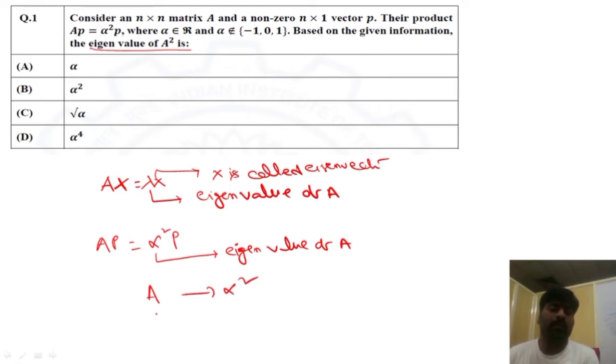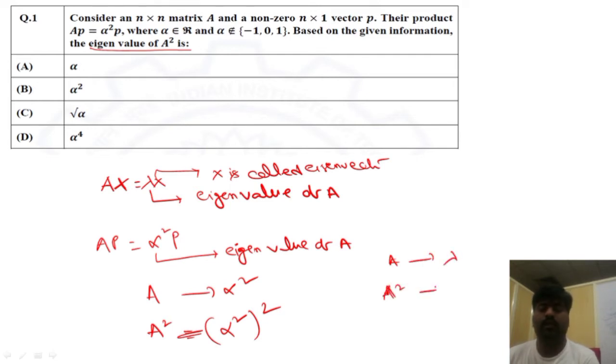Then using our properties of eigenvalues: if A has eigenvalue lambda, then A square has eigenvalue lambda square. In the same manner, A has eigenvalue alpha square, so A square has eigenvalue alpha power 4. So option D is the correct answer. That's about question one.